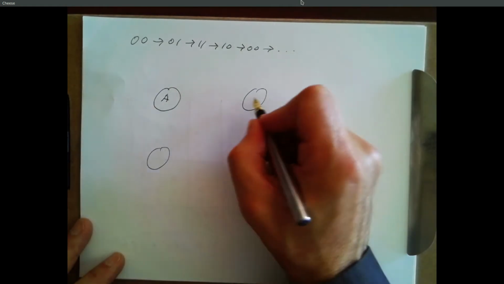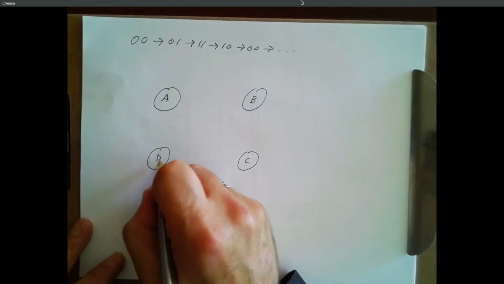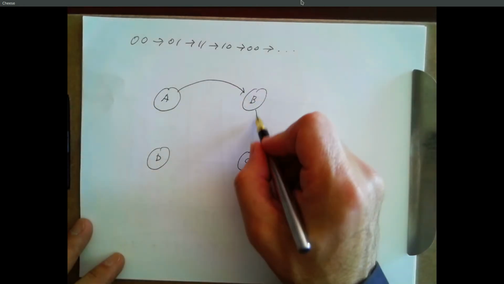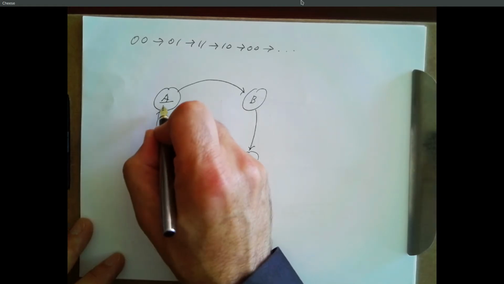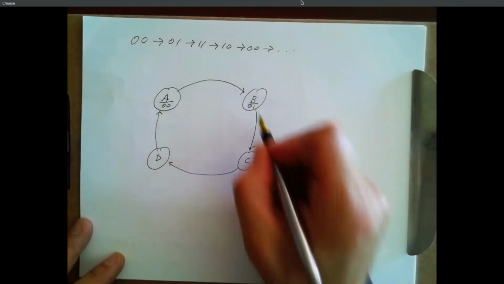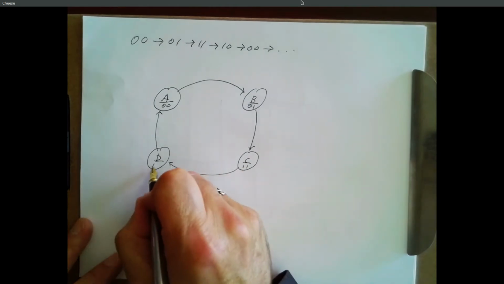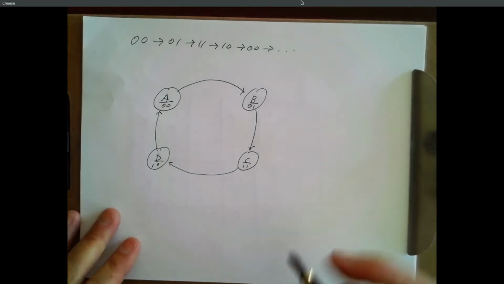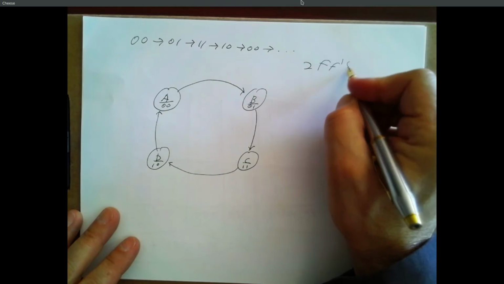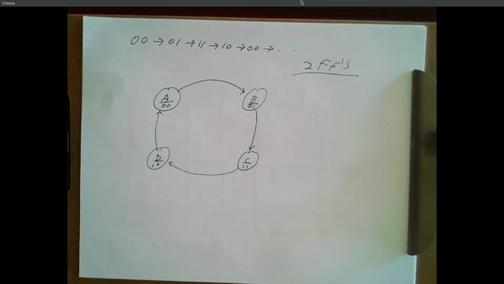Let me just call them A, B, C, D. And we're going to move from one to the next. And the output in each of these will be that gray code output. So 4 states, how many flip-flops should we use? 2. Let's use 2. Let's keep it as simple as possible. So 2 flip-flops. What kind of flip-flops you want to use? JK. JK, okay.